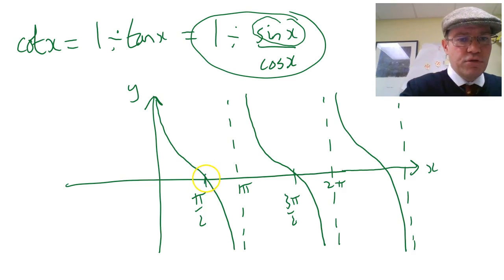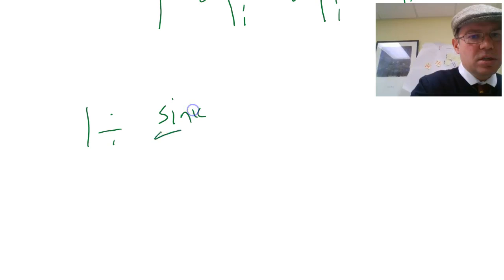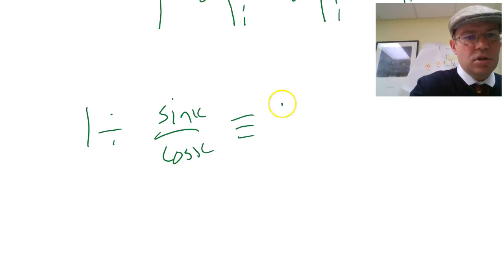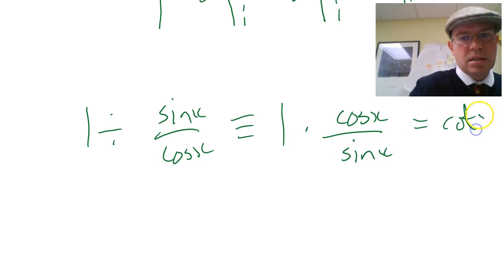And those are actually the roots of cot x. Whereas in your argument, Graham, they would now be removable discontinuities, holes. But cot x does not have removable discontinuities at pi over 2, 3 pi over 2, 5 pi over 2. It has x-intercepts, or roots. So therefore, my argument is that cot x, which is 1 divided by sin x over cos x, is identical to 1 multiplied by cos x over sin x, which is cot x.